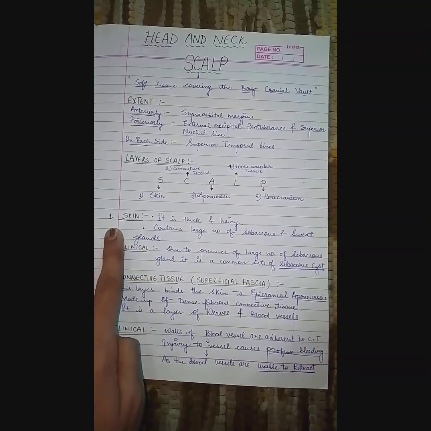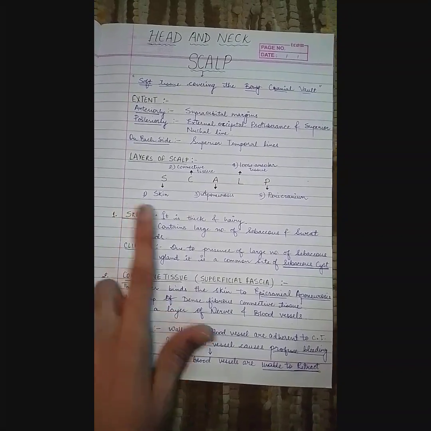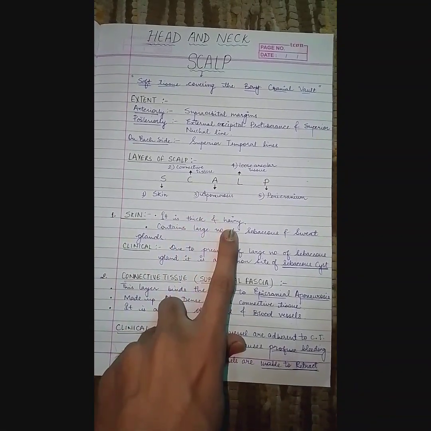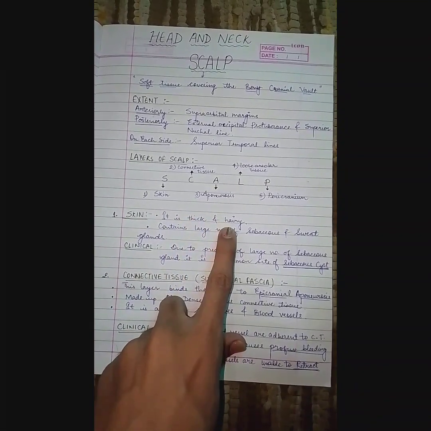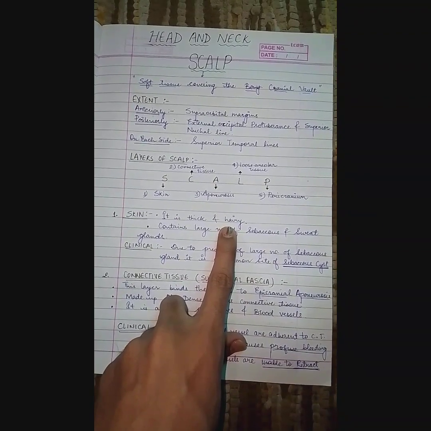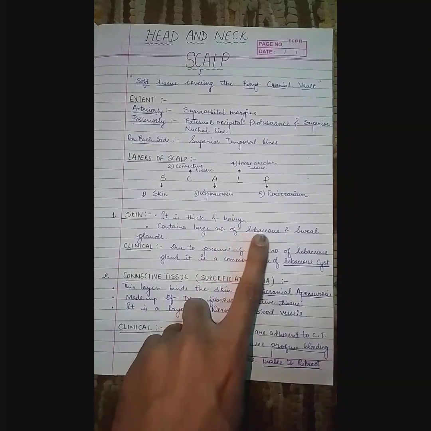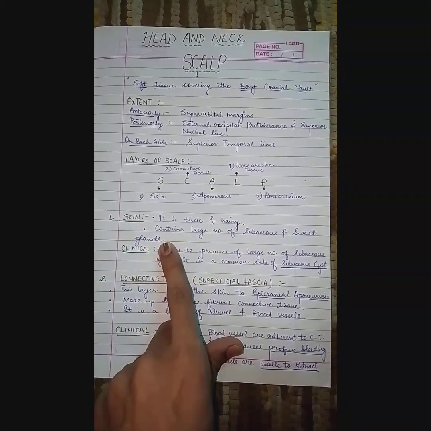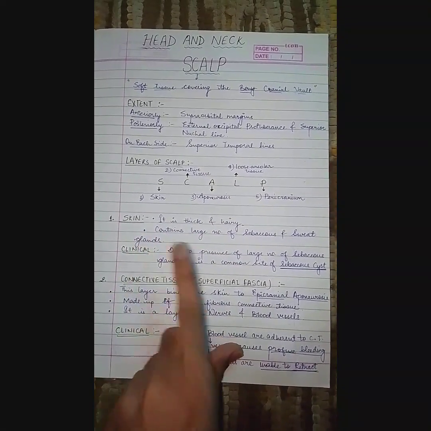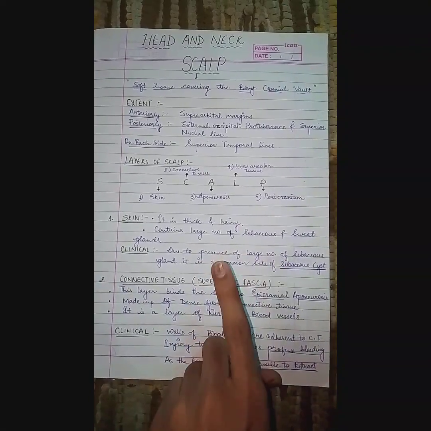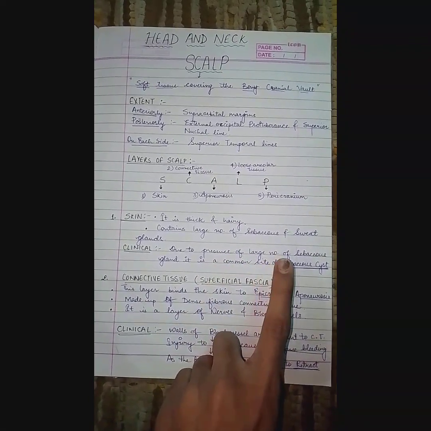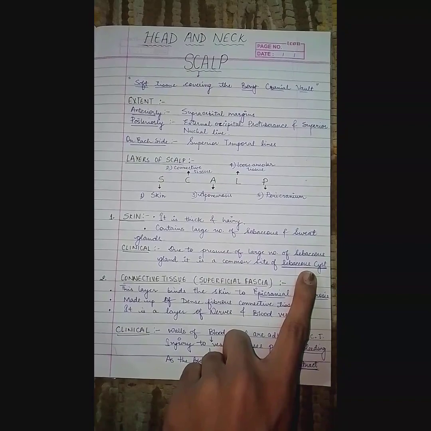Starting with the first layer of the scalp, that is skin. Skin of the scalp is thick and hairy. There are a large number of hair follicles present in the skin. Along with this, the skin has many sebaceous and sweat glands. So what is the clinical related to this? Due to the presence of a large number of sebaceous glands, this is a common site of sebaceous cyst.